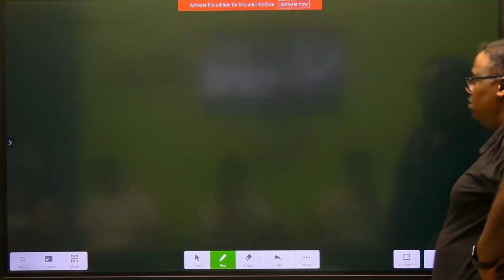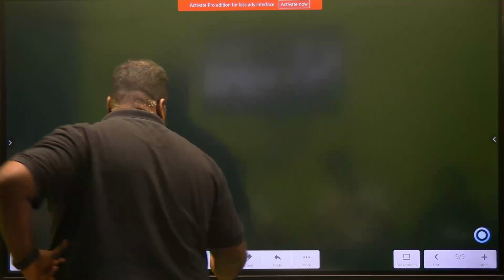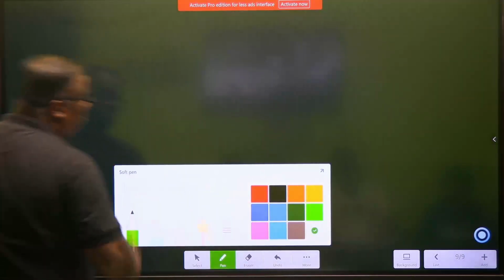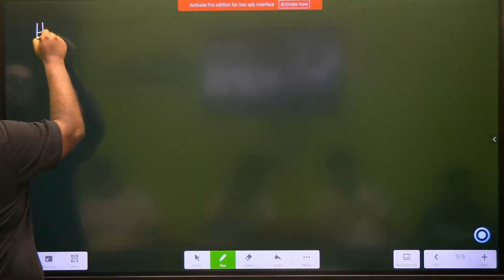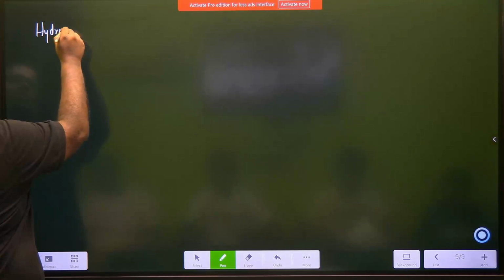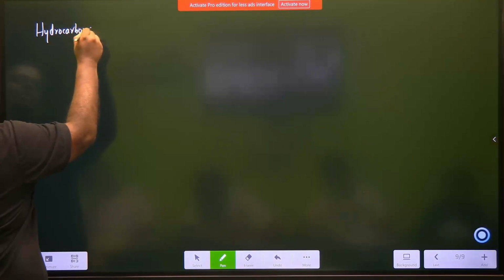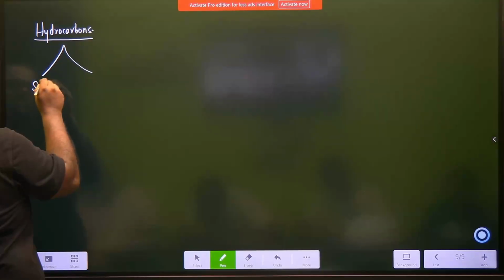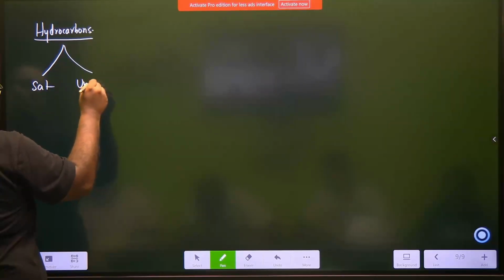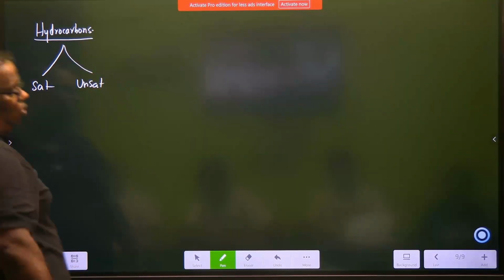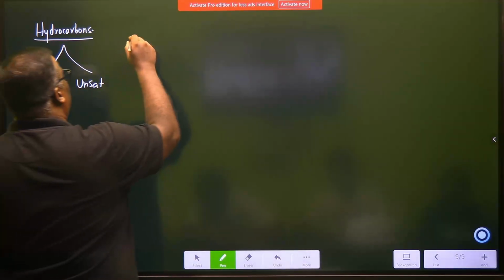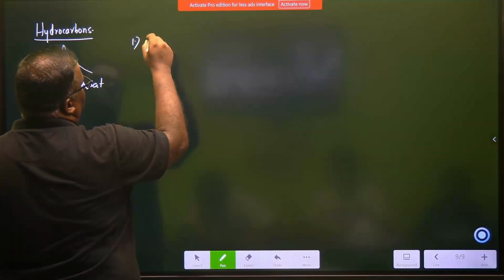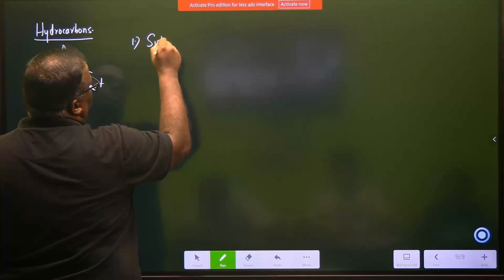Okay, so we go into our first class of reactions. Now we are all done. So we will be studying hydrocarbons. And we will see hydrocarbons are of two types, right? Saturated, unsaturated. And we will see reactions for both. The first reaction that we are going to see is known as substitution reaction.